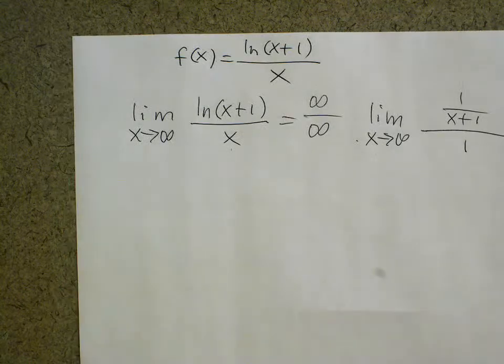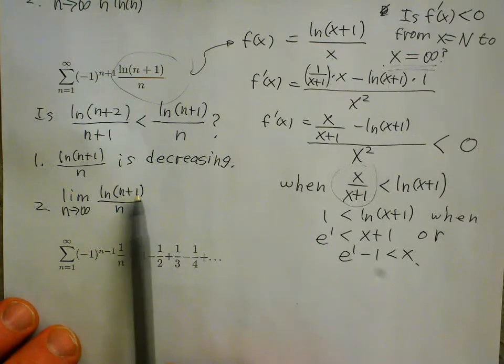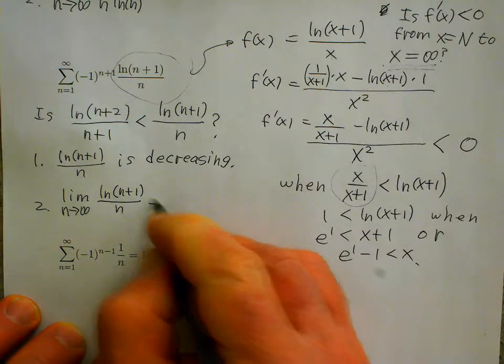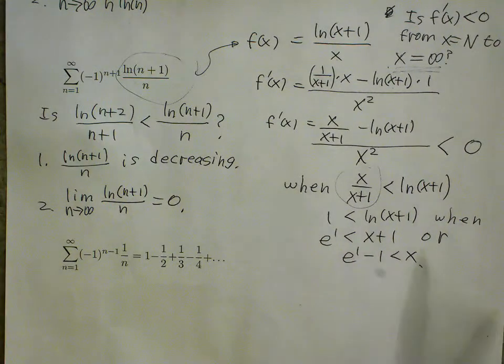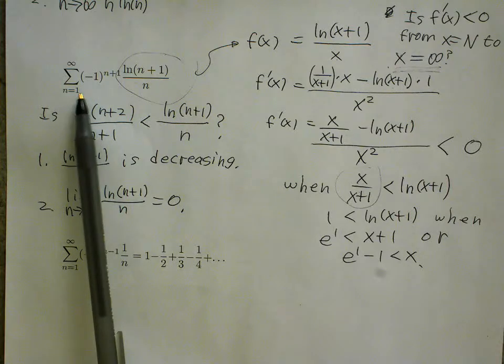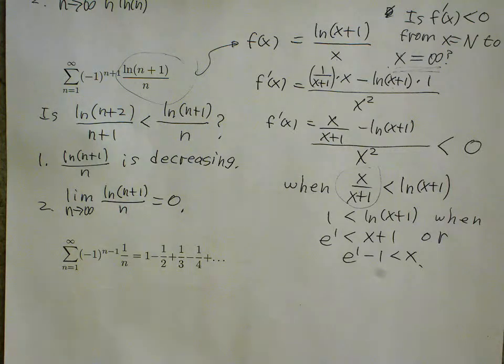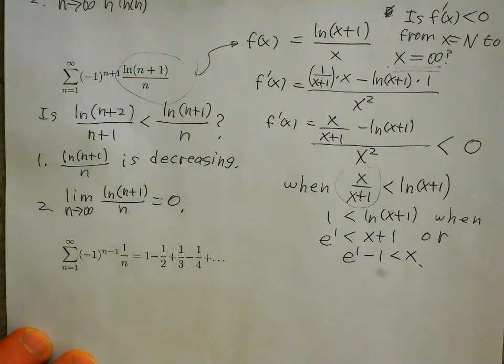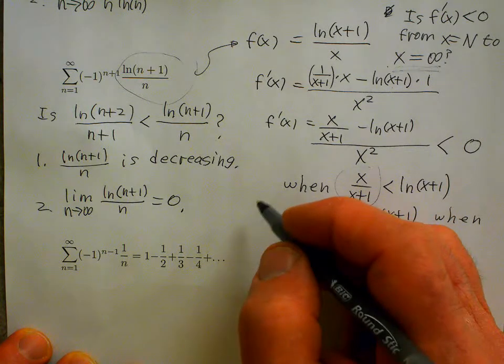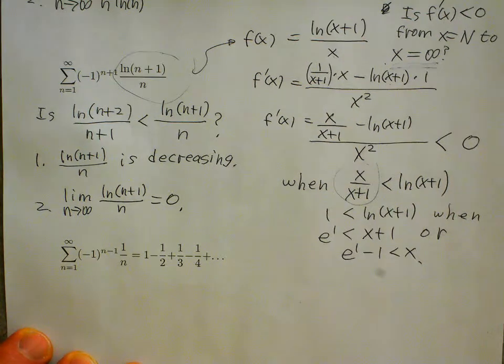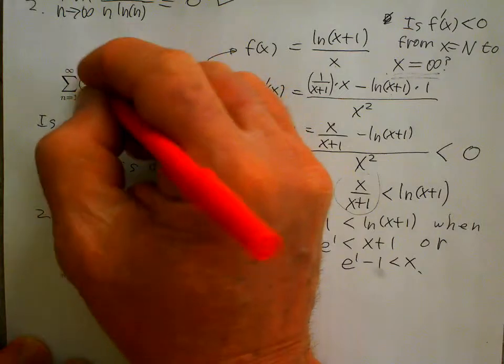Yep. So we apply that to our limit of the natural log of n plus 1 over n, and this goes to 0. Okay, so that tells us that this alternating series converges. Both of the conditions of the alternating series test were satisfied. So the alternating series converges. So I'll make a note, converges.